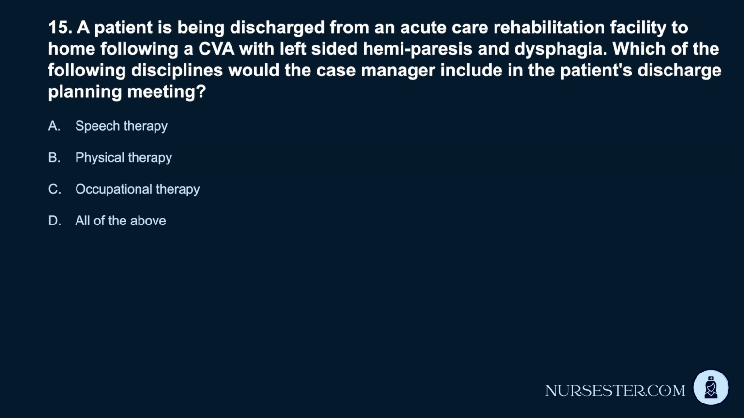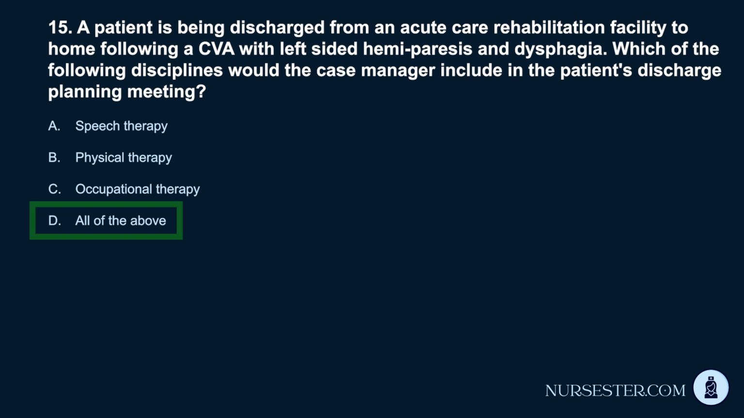15. A patient is being discharged from an acute care rehabilitation facility to home following a CVA with left-sided hemiparesis and dysphagia. Which of the following disciplines would the case manager include in the patient's discharge planning meeting? A. Speech therapy. B. Physical therapy. C. Occupational therapy. D. All of the above.